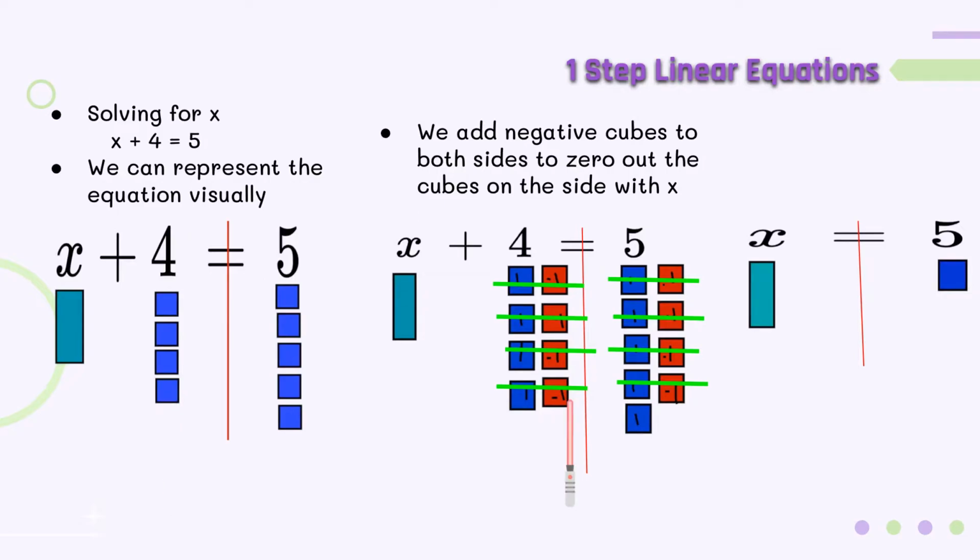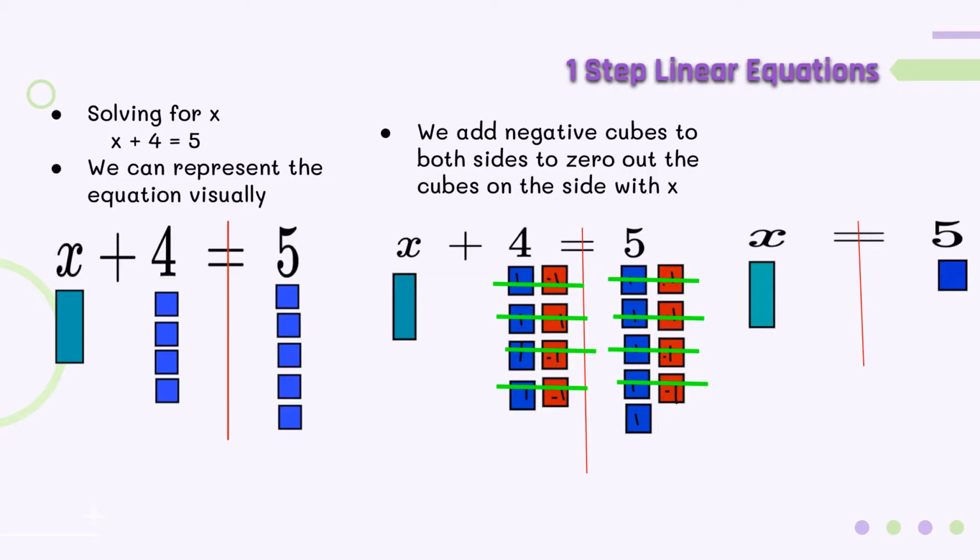We can add negative cubes to both sides to cancel out this 4. So we add a negative cube, a negative cube, a negative cube, a negative cube, and what we do to one side of the equation, we must do to the other. So I have another 4 negative cubes over here. So what is left is my 1.